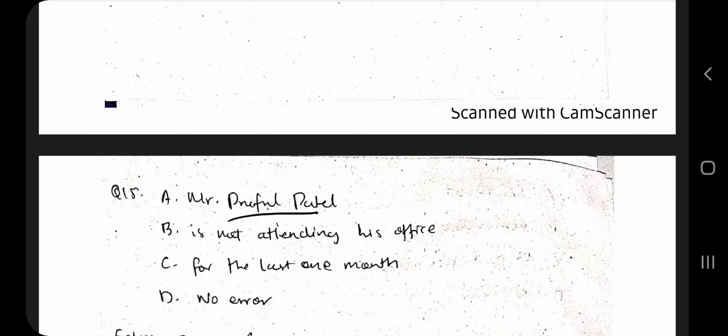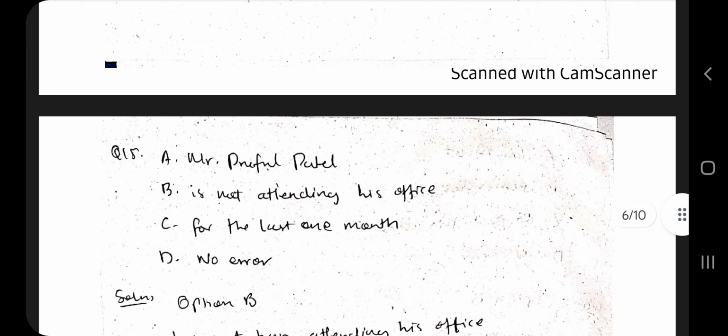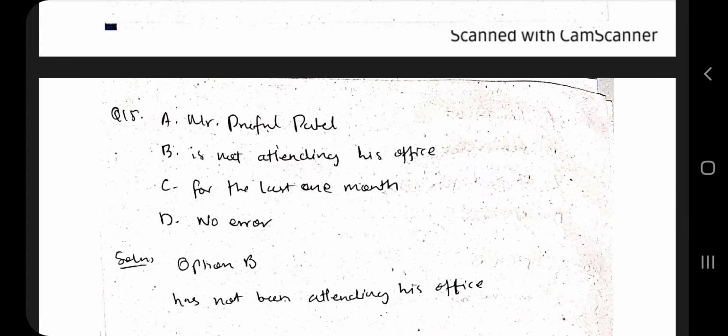The next one is, Mr. Praful Patel is not attending his office for the last 1 month. Okay, so "is not attending his office for the last", there is some error here. Instead of that, we can have "has not been attending". Okay, so it's option B, "is". Instead of "is", we have to write "has not been".